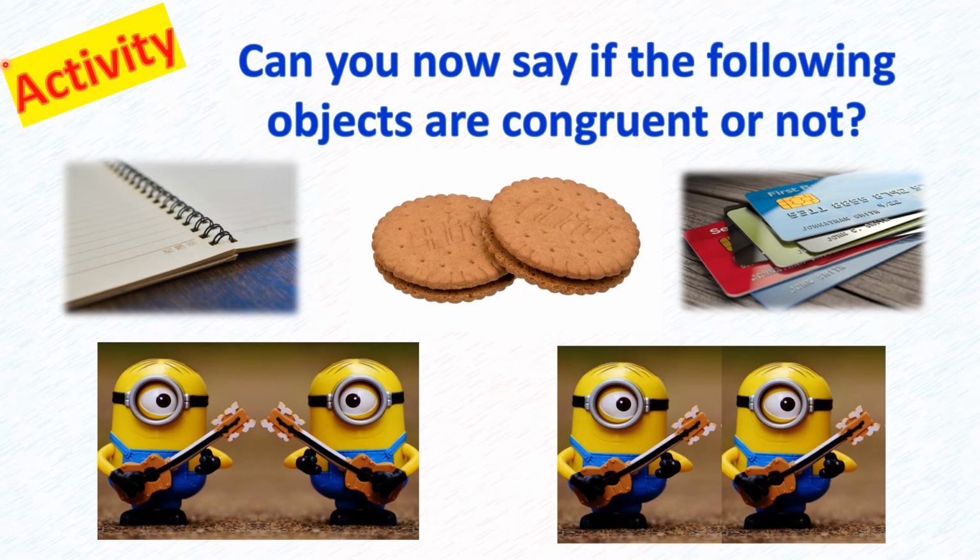Hope you have understood the meaning of congruence. Two objects are said to be congruent when they are similar in shape and size. Let's move on.